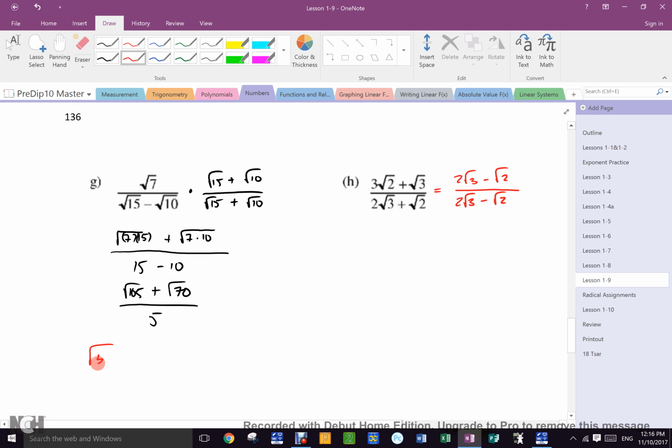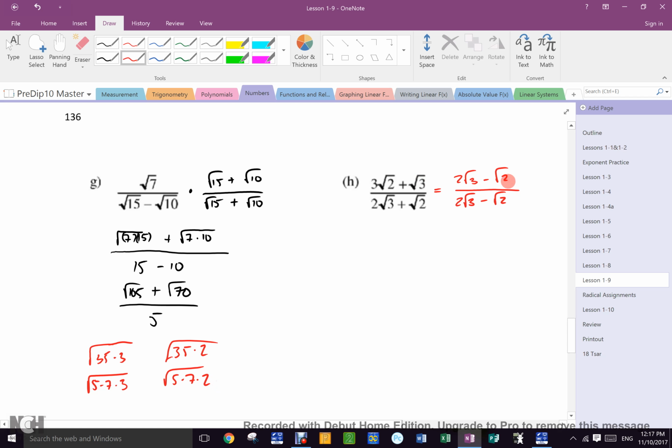This is 35 times 3, which is 5 times 7 times 3. Any pair? Oh, okay, no. This is 35 times 2, which is 5 times 7 times 2. Any pairs? So they don't simplify. Okay? If they did, of course we would simplify.